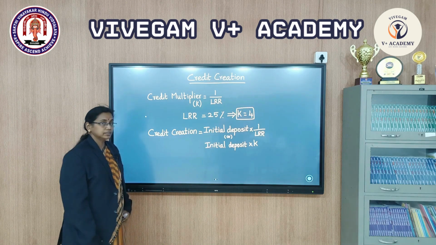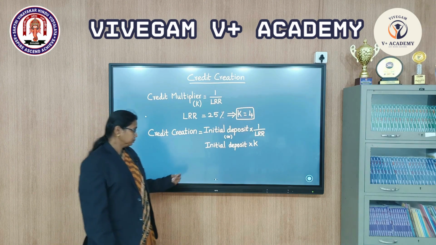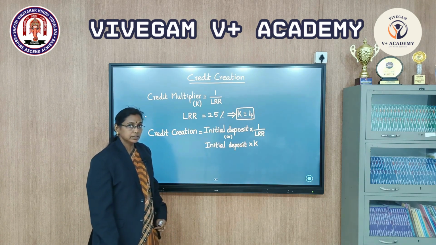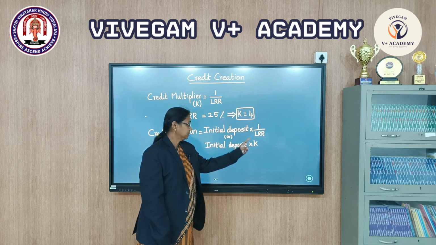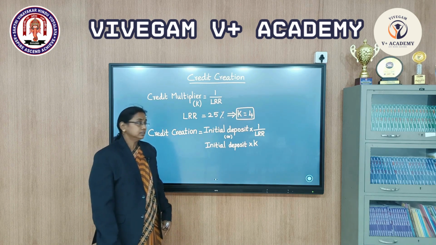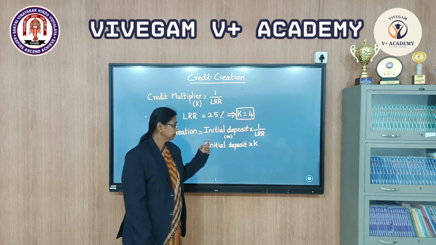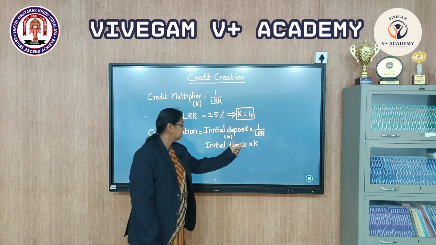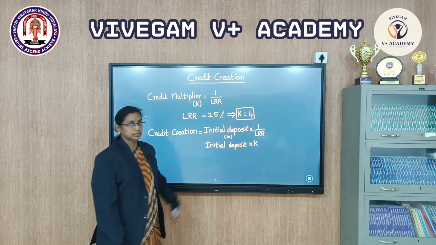And next one is credit creation. The amount of credit created by the commercial bank depends on both initial deposit and LRR. So the formula is initial deposit into 1 by LRR, or instead of LRR we can use K. If the LRR is high, the credit creation will be somewhat less, and if the initial deposit is high, credit creation will be high. So there is an indirect relationship between LRR and credit creation, and a direct relationship between initial deposit and credit creation.